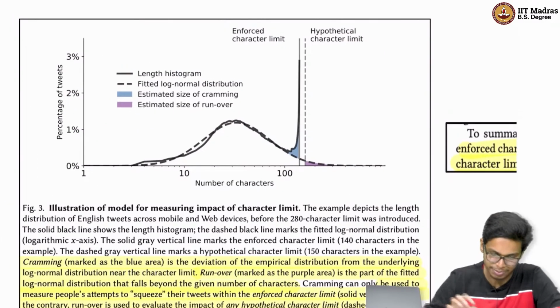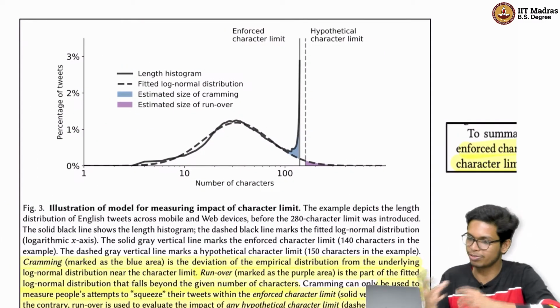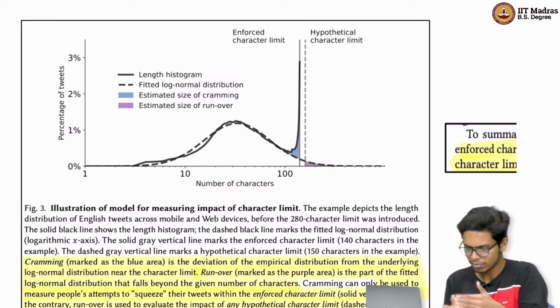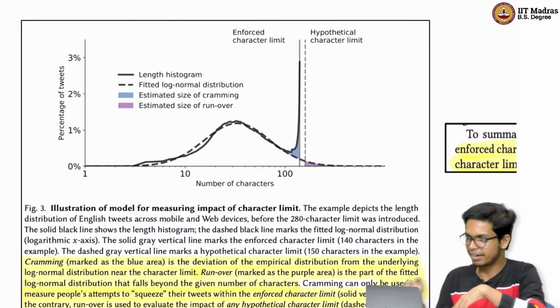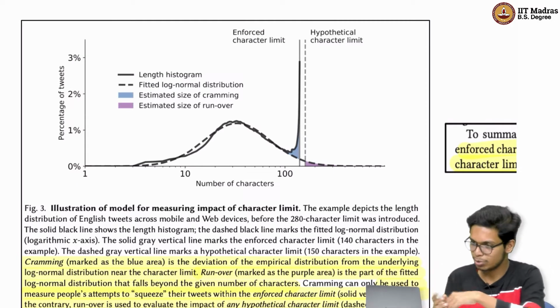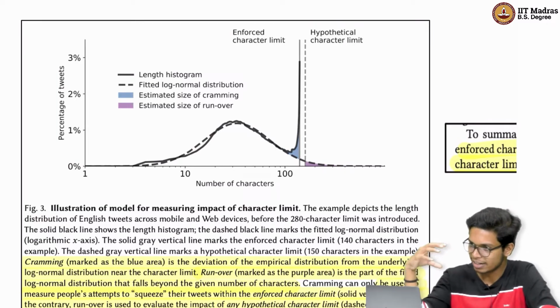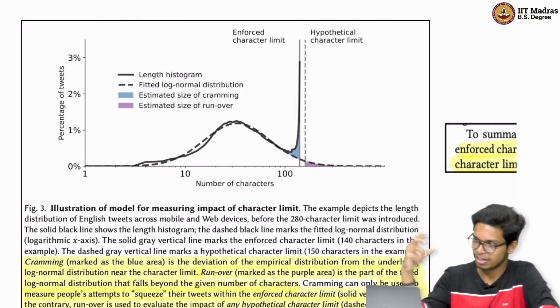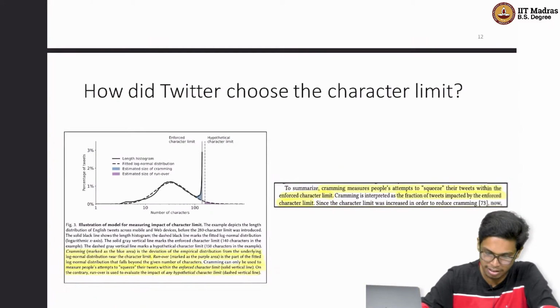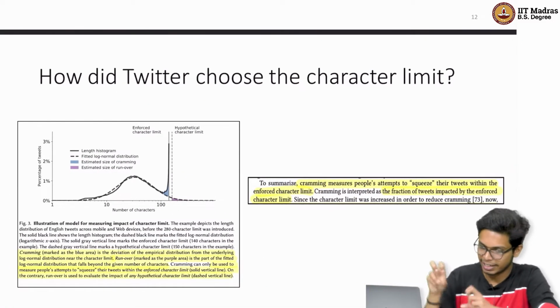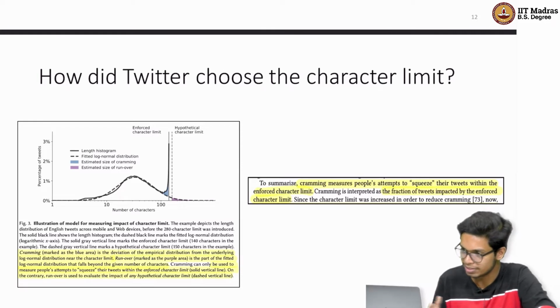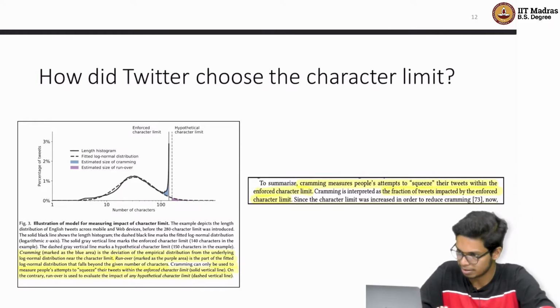So blue is the size of cramming, where you want to see how much the theoretical distribution and the empirical distribution are deviating from each other. That area gives you the amount of cramming, right? The authors have also mentioned that cramming measures people's attempts to squeeze a lot of their tweets within the enforced character limit.